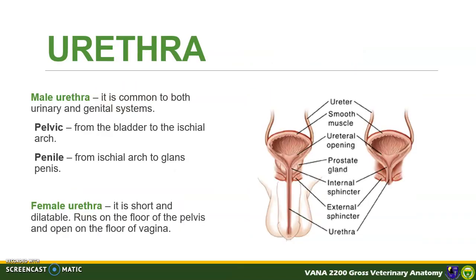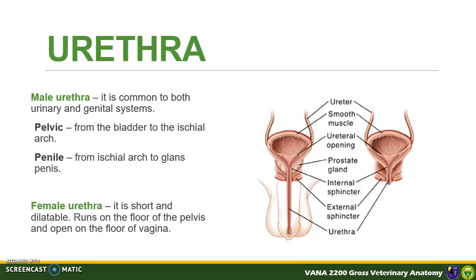The urethra starts at the neck of the bladder and terminates at the exterior. There are differences between the urethra of a male and a female animal. The male urethra is longer and is common to both the urinary and the genital system. It is divided into two parts. The pelvic part is from the urinary bladder to the ischial arc, while the penile urethra is from the ischial arc to the glans penis.